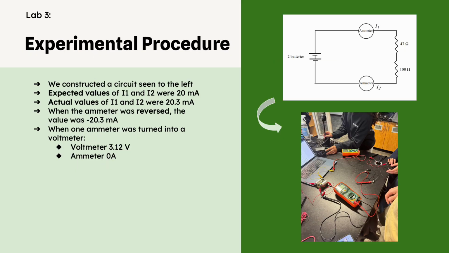For our experimental procedure, we constructed this circuit seen here, and this is what it looked like when it was built. The expected values of I1 and I2, which should be here and here, were 20 milliamps. The actual measured values of both were 20.3 milliamps, and when the ammeter was reversed, the value was negative 20.3 milliamps. And when one ammeter was turned into a voltmeter, the voltmeter showed 3.12 volts and 0 amps.